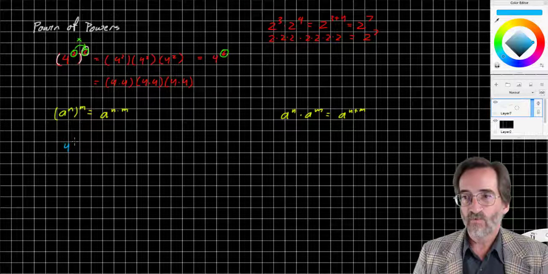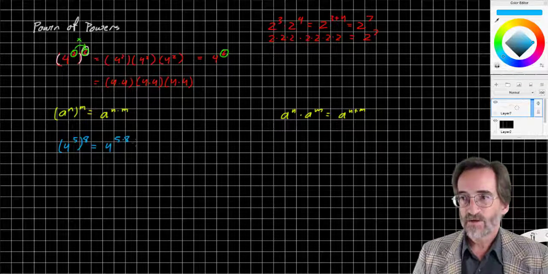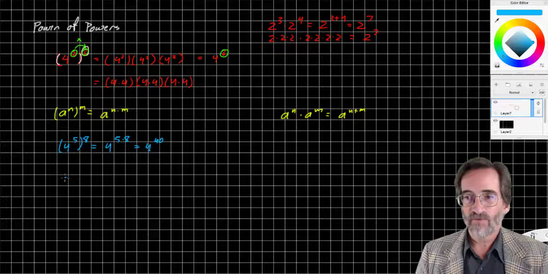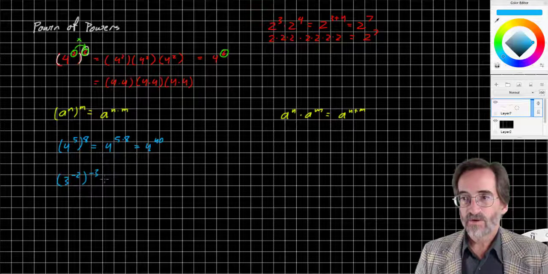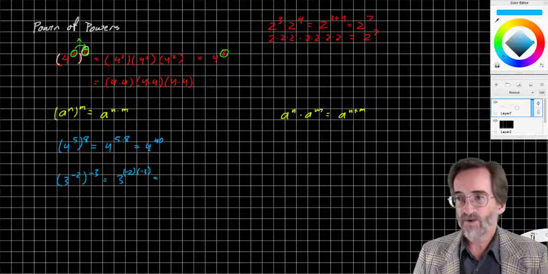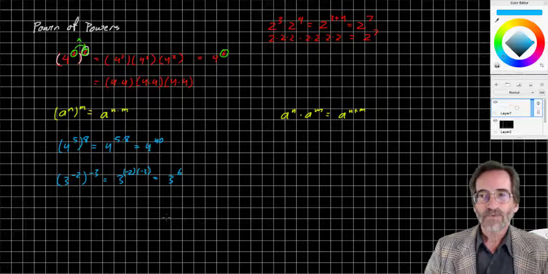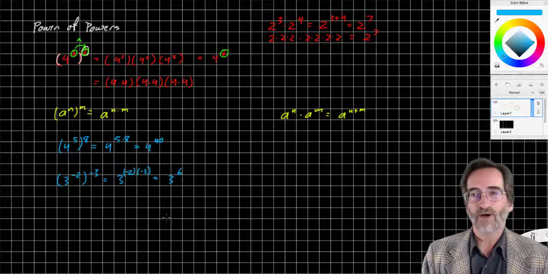So if I have 4 to the 5th to the 8th, that's 4 to the 5 times 8, or 4 to the 40th. And it can work for negative exponents. If I have 3 to the negative 2nd to the negative 3rd, that is 3 to the negative 2 times negative 3. A negative times a negative is a positive. That's 3 to the 6th. Okay, so that's how you use a power of powers.